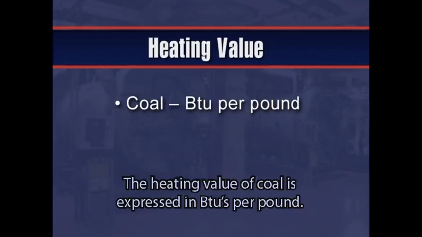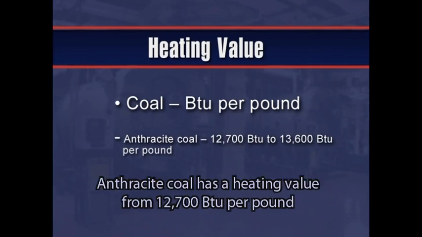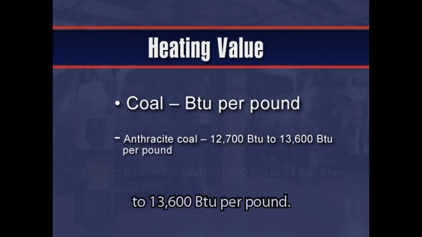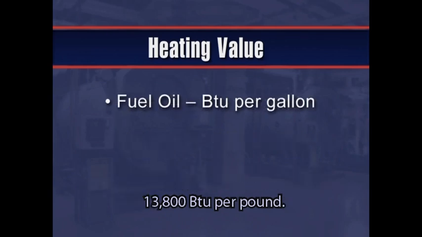The heating value of coal is expressed in BTUs per pound. Anthracite coal has a heating value from 12,700 BTU per pound to 13,600 BTU per pound. Bituminous coal's heating value ranges from 11,000 BTU per pound to 13,800 BTU per pound.